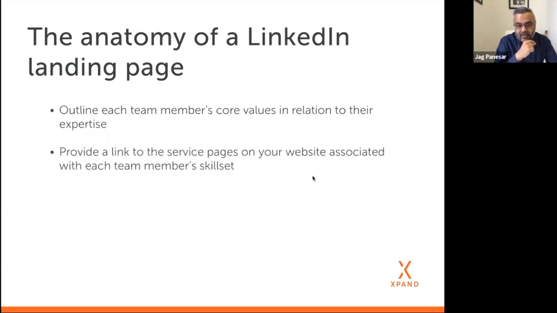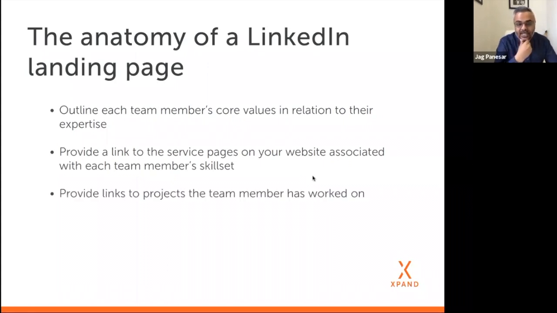Provide a link to the service pages on your website associated with each team member's skill set. Like I say, mine in this case is strategy and discovery, and Danny, who also has a LinkedIn landing page, is our digital marketer. Hers is also strategy and social media.